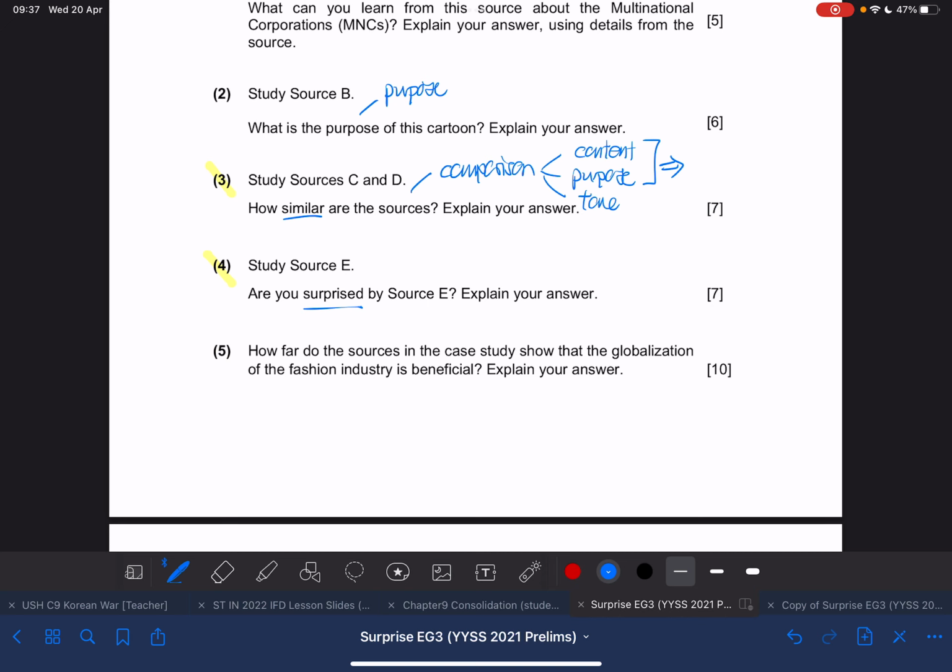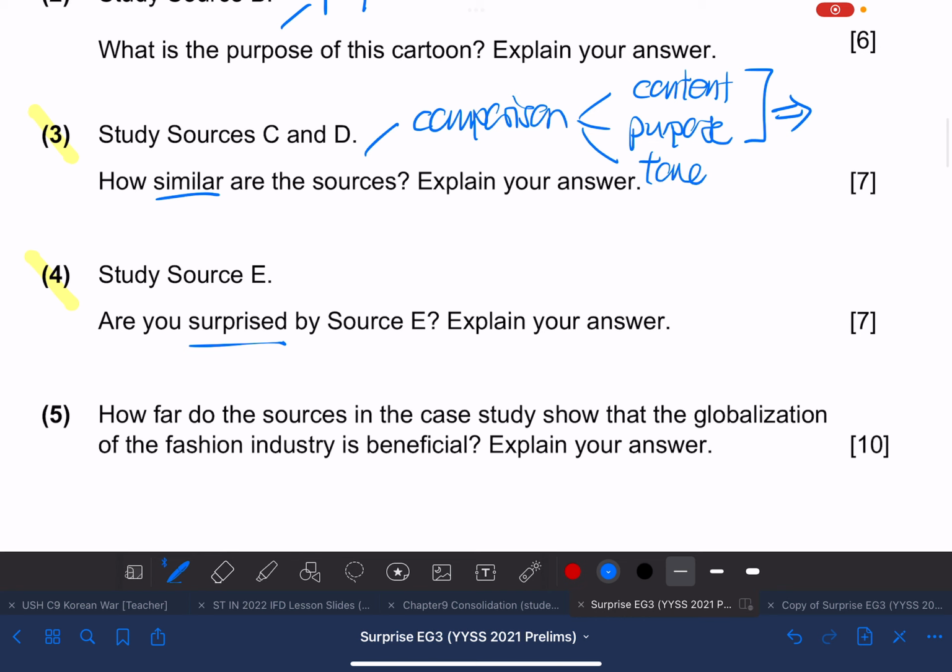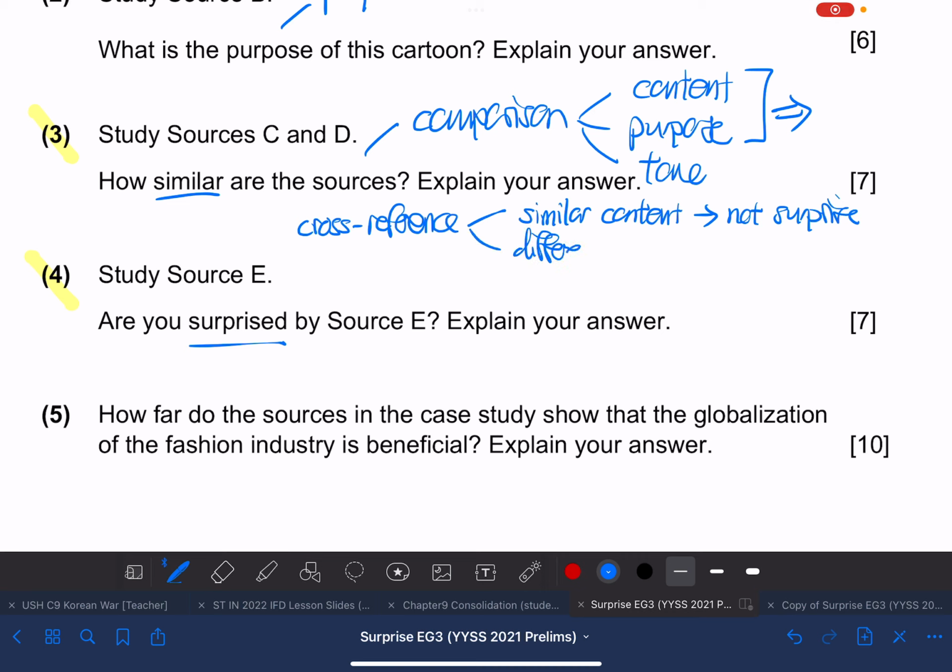For question 4, it's obviously a surprise question. And just to recap, how would you answer a surprise question? There are two main ways. The first way you answer is via a cross-reference. What do we mean by cross-reference? It means that I'm going to cross-reference, or check against another source. If the source says something similar in content, then I would not be surprised, because that's what I would expect to see based on a comparison. But if there's a difference in content or contradicting content, then I am surprised.